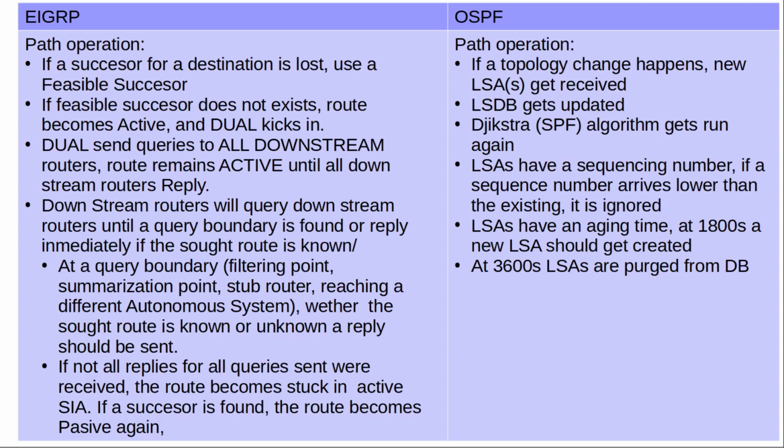You might receive an updated LSA. When something happens, you will update your link state database, and you have to run Dijkstra again. Remember that these LSAs have a sequence number, so if you receive an LSA that has an old sequence number, you will ignore it. LSAs also have an aging time, which is 30 minutes. And if an LSA within your database reaches 1 hour, you will have to erase it from it.